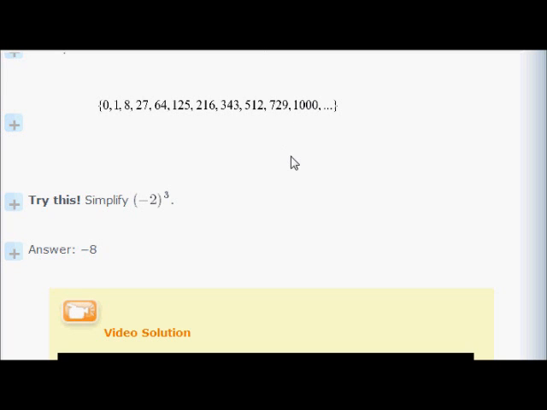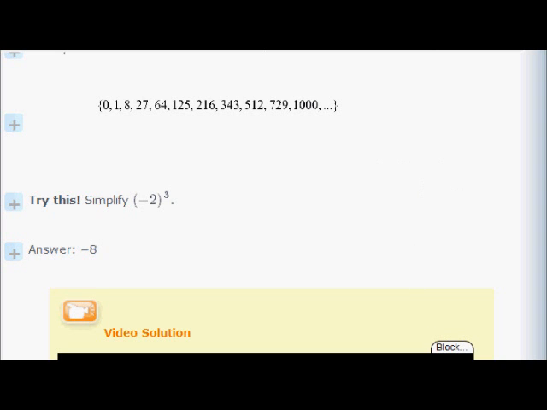So 10 squared is 100. There's two zeros in 100, which is the same number as the power that you raised the 10 to, which was 2. 10 cubed, similarly, 3 zeros. 10 to the power of 4 would have 4 zeros, would be 10,000, and so on.